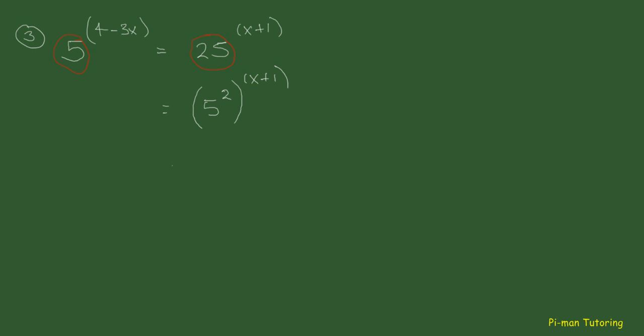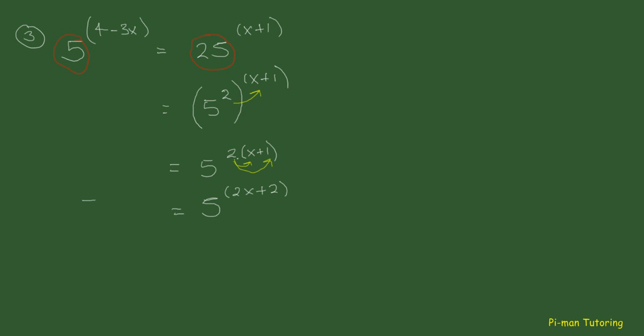Now, we can't yet match up the exponents because we have a power to a power on this right-hand side. And so we need to take care of this power to the power expression. And remember from your exponent rules that if you have a power to a power, you simply multiply those powers together. So this is 5 to the power of 2 multiplied by x plus 1. We can expand that bracket, 5 to the power of 2x plus 2. That's simply by distributing this 2 into the bracket.